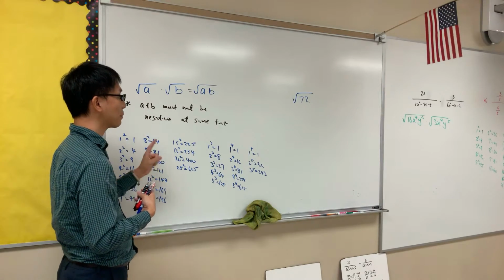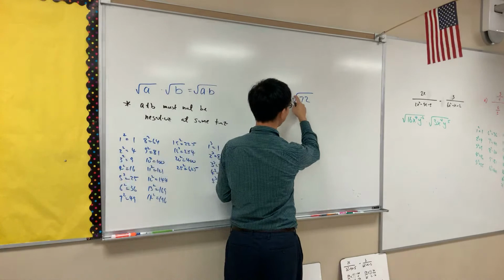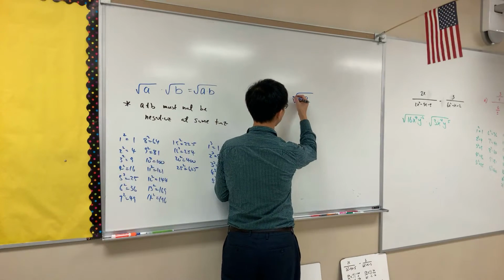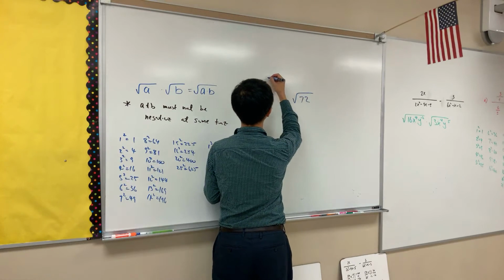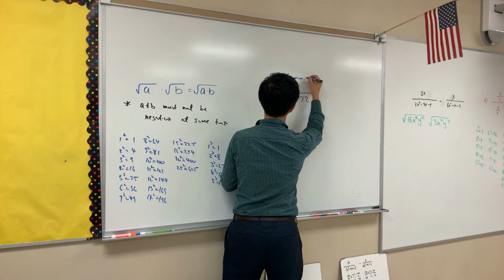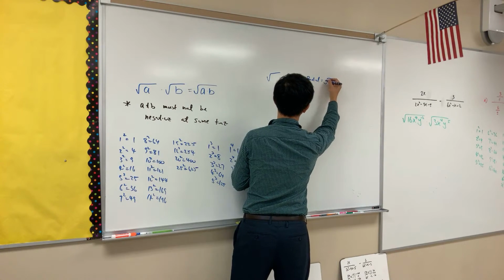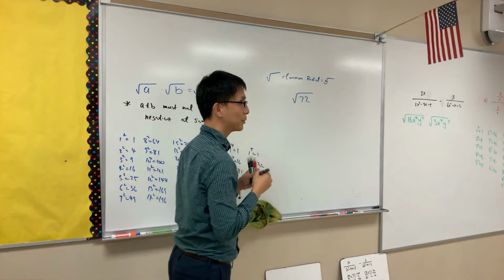So what I'm gonna do is look at the square root of 72. If I don't write anything here, this means square roots. So this is called a common radical, which is equal to the square root.